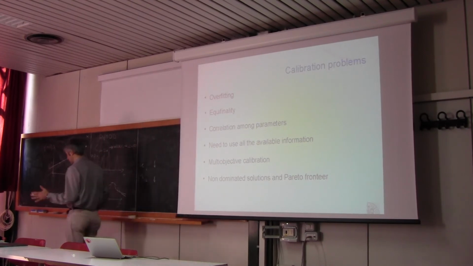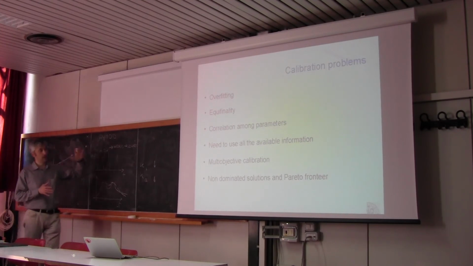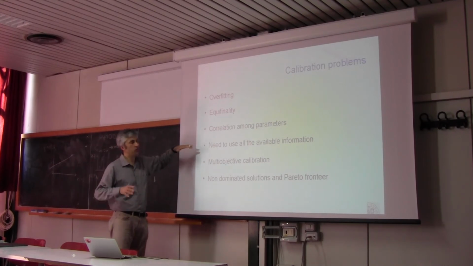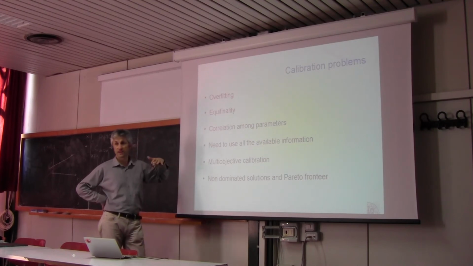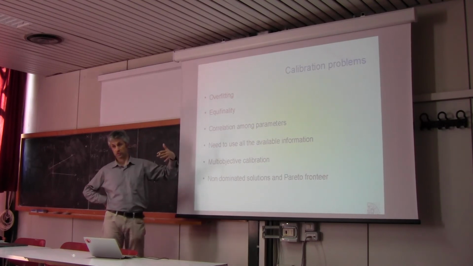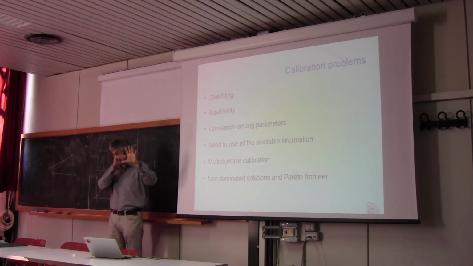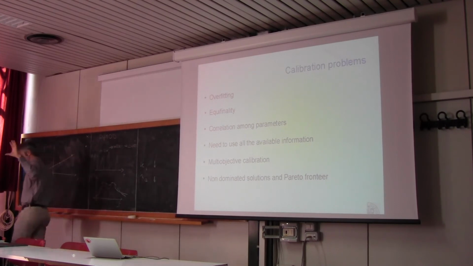So, what's the solution here? The solution to overfitting, to equifinality and correlation among parameters is, for instance, to use more than one objective function, because any objective function looks at a specific behavior of the hydrograph. If you use two of them, you look at different behaviors.